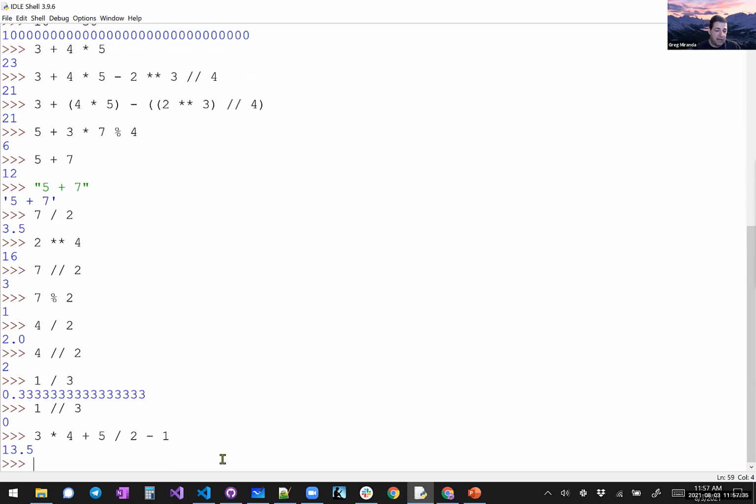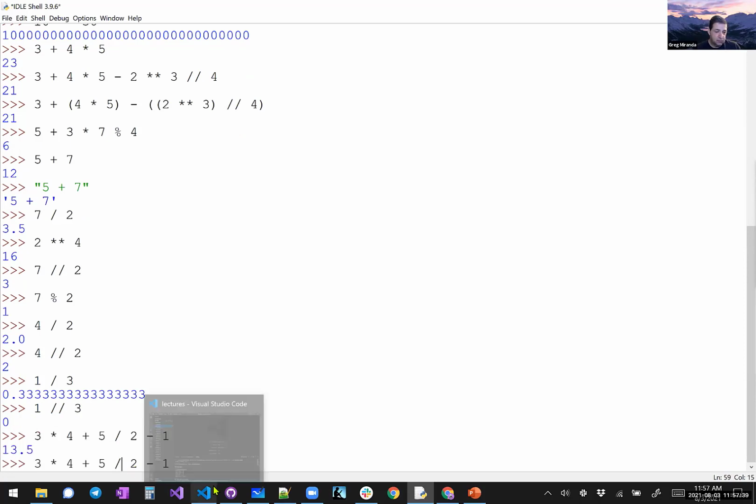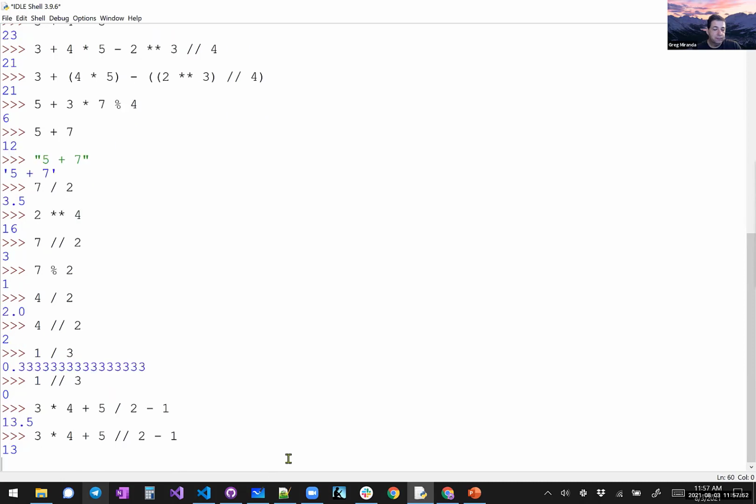But if we do the same thing again with the floor division, now 12 plus 5 divided by 2 is only 2. 2 minus 1 is 1. 1 plus 12 is 13. So we get an integer only number.